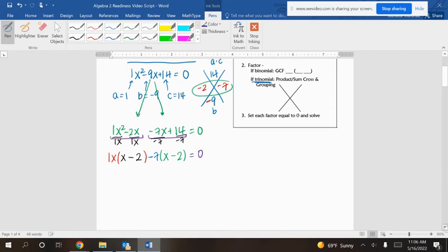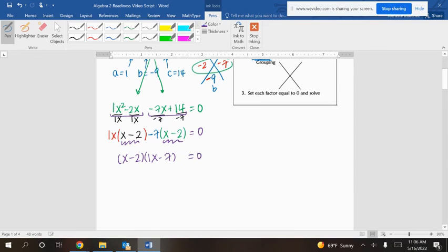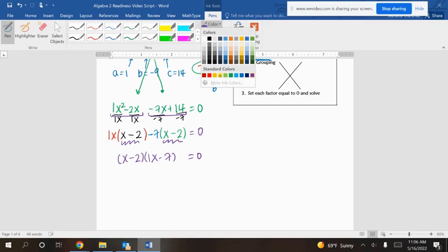Once I get to this point, I know I've factored it correctly if the things inside the parentheses are the same. That ends up being your greatest common factor. So essentially you're factoring out an x minus 2 because they both have it. What's left over is going to be the 1x and then minus 7. So this part was just factoring. The rest of it is going to be the solving by factoring.